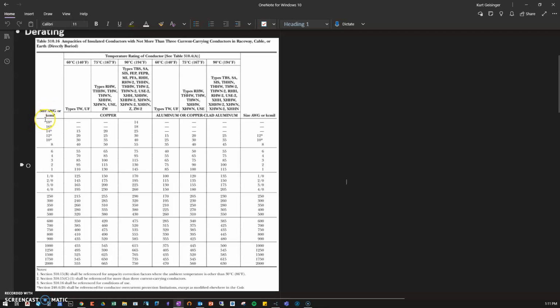Okay. On the left-hand side, we have our gauge. What size wire are we talking about here? Along the top, we kind of have two broad columns. The first is copper, which is these first three. The second then is going to be aluminum or copper clad, which is the second set of three. Then within the copper and aluminum sections, we have three more columns broken up. That is for 60 degree, 75 degree, and 90 degree Celsius conductors. That depends entirely on what type of insulation I use. Most commonly, we're going to use THHN insulation, let's say. I would find THHN in the 90 degree column right here.